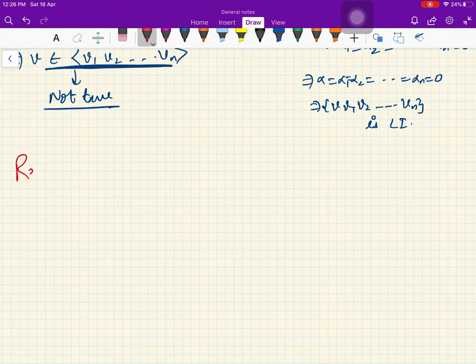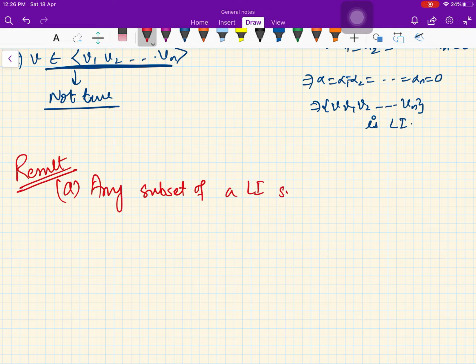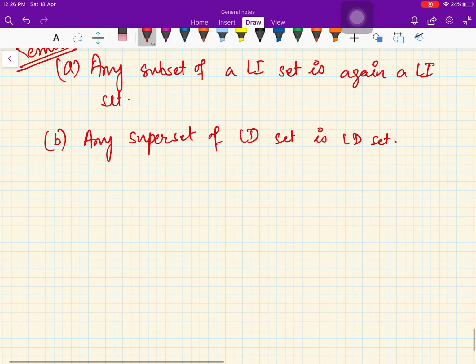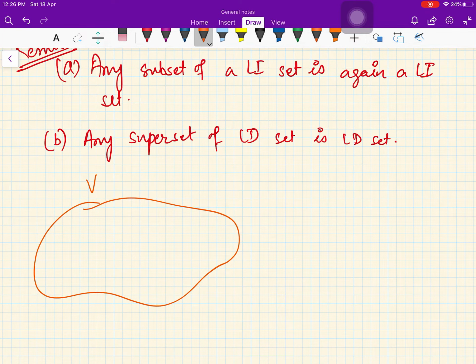Now there is one more result. This is very important, the last result in this video, then we'll move on to the next video. This result says any subset of a linearly independent set is also linearly independent. Any subset of a linearly independent set is again a linearly independent set. And the next result is any superset of a linearly dependent set is a linearly dependent set, right?